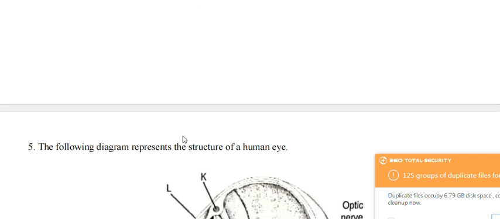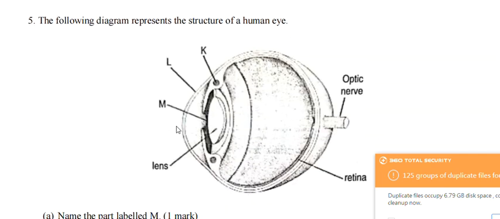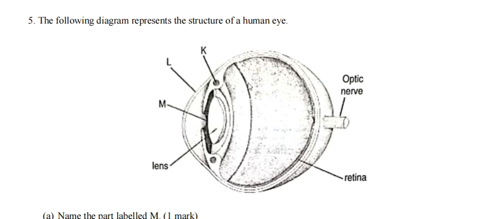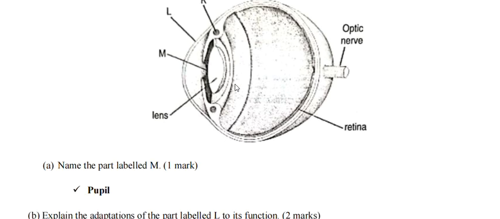Next question, question 5. The following diagram represents the structure of the human eye. Name the part labeled M, and the part labeled M is the pupil. As you can see, this hole here is the pupil.